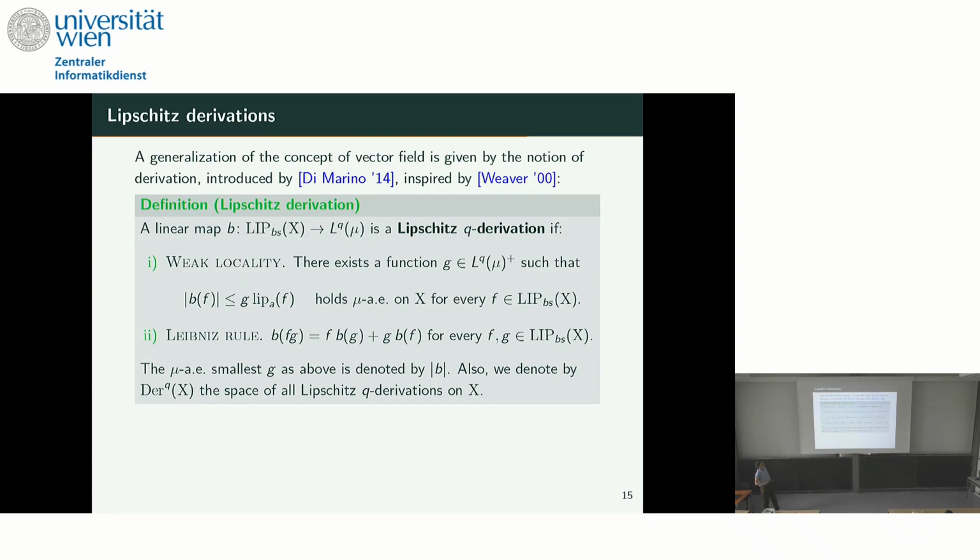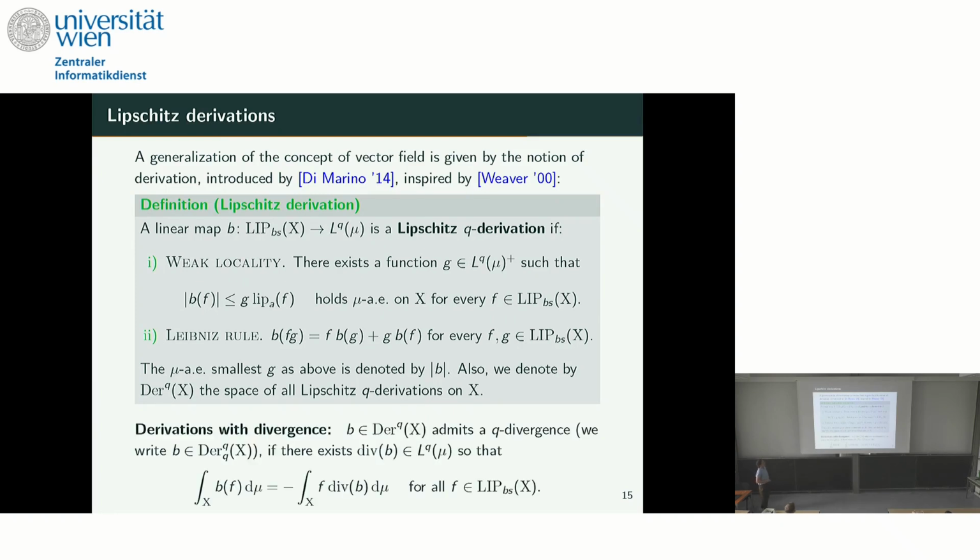And we have a Leibniz rule, okay? The smallest g that you can choose up here in order to have this weak locality will be denoted by this modulus of B, and is sometimes also called the pointwise norm of B. And by Der^Q, I'm going to denote the space of all Lipschitz Q derivations on X. Then for a derivation, we can also introduce a notion of divergence. We say that B admits Q divergence if there exists, and when it exists it's uniquely determined, a function div B in L^Q so that the integration by parts formula holds.